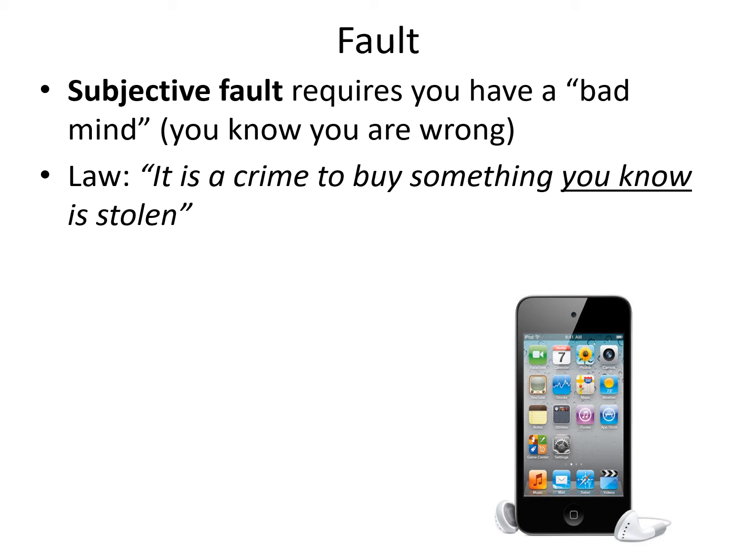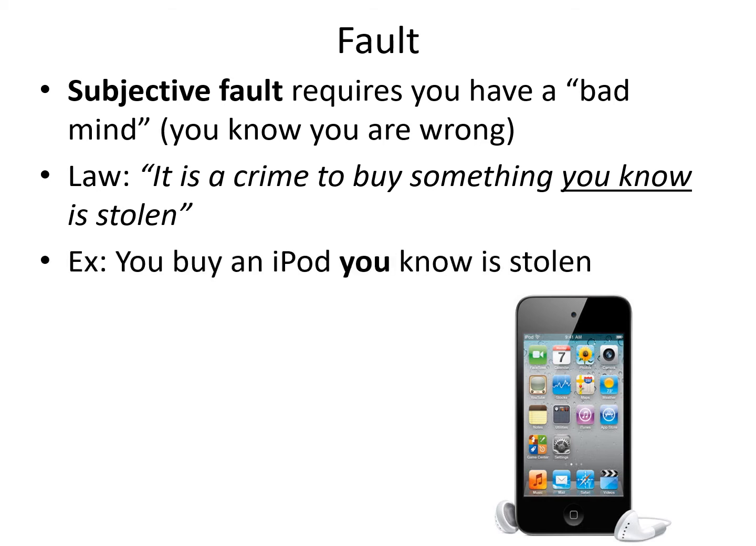So let's assume the law says it is a crime to buy something you know is stolen. This is subjective fault. Remember, subjective fault requires that I actually know that I did something wrong. Here, it is a crime to buy something you know is stolen. So let's give an example. You buy an iPod from some guy on the corner. He says, hey, I got a stolen iPod. Want to buy it? Sure. I'll give you $10 for it. You buy the iPod.